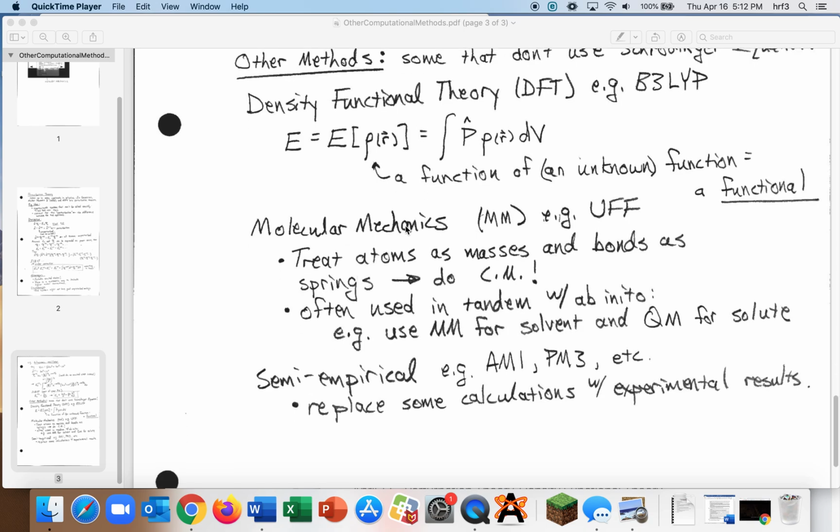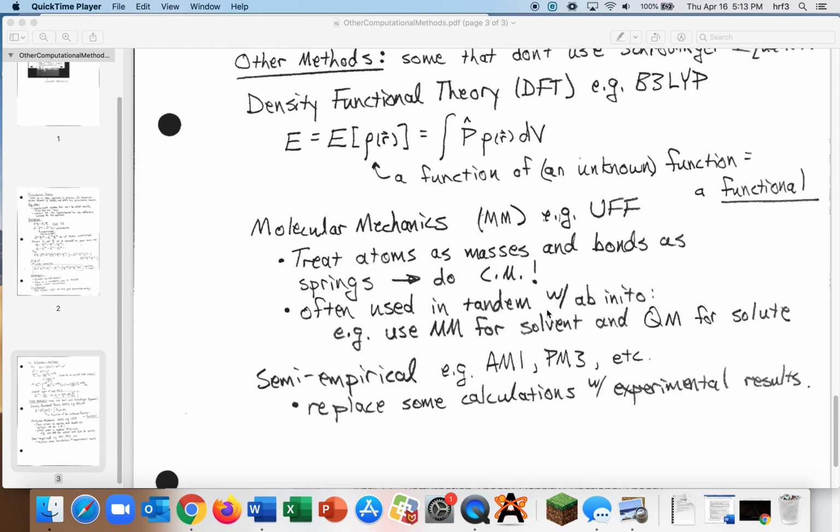Another method is molecular mechanics, MM, for example, UFF in Gaussian. In molecular mechanics, you treat all the atoms as masses and all the bonds as springs, and you just do classical mechanics. So that's molecular mechanics. It obviously is not good for things like finding a spectrum or anything like that, because everything is continuous. But it is good for maybe optimizing a geometry, something like that.